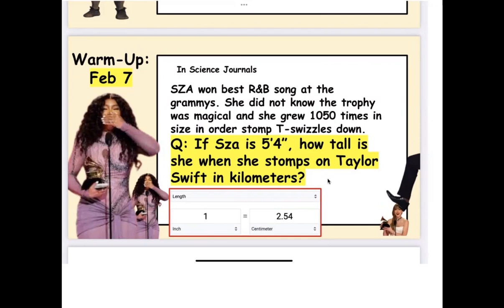So the warm-up today was: SZA won Best R&B Song at the Grammys. She did not know that the trophy was magical, and she grew 10,050 times in size in order to stomp T-Swizzles down. This is your question that was supposed to be in your notebook. If SZA is 5'4", how tall is she when she stomps on Taylor Swift in kilometers? I'm going to give you a second to think about what to do.